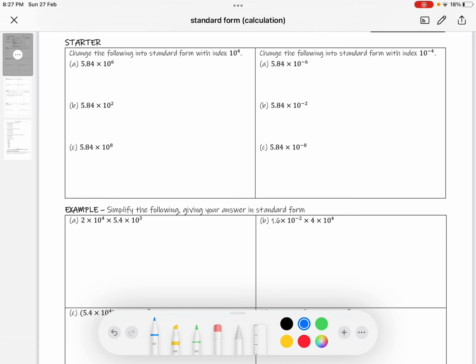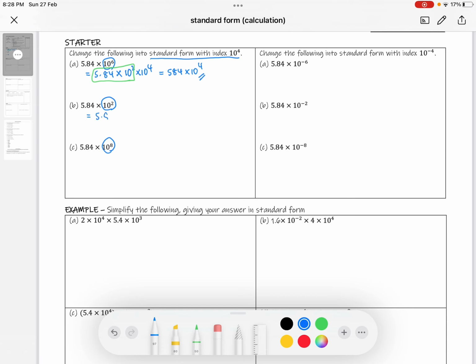The question is asking to find the standard form with index 10 to the power 4. So basically we want this index form to be 10 to the power 4. For the first one, I can break down 10 to the power 6 into 10 to the power 2 times 10 to the power 4, and I will simplify that part so we have only one index form. That gives me a standard form with index 4.